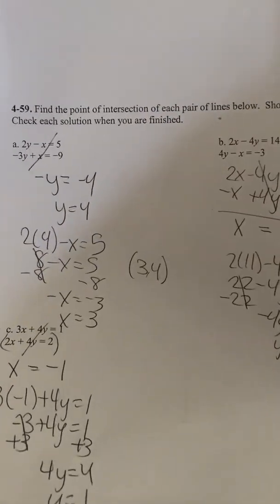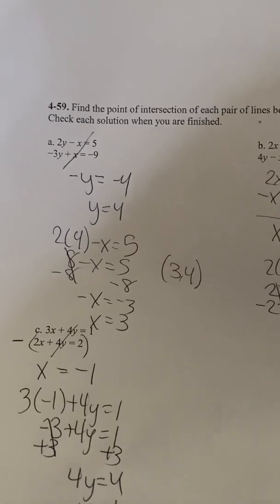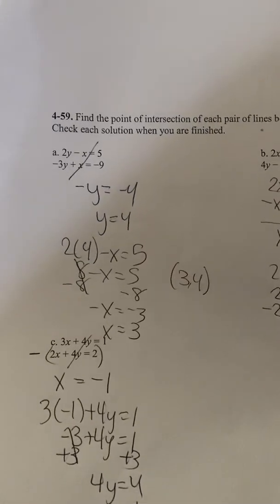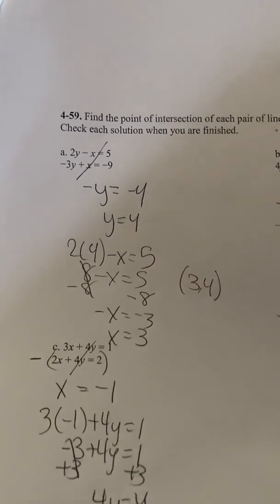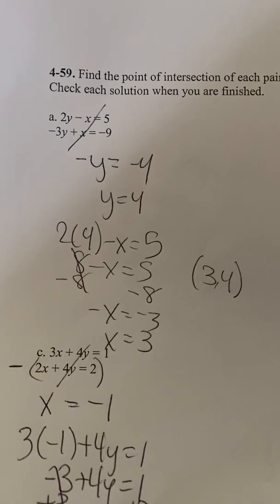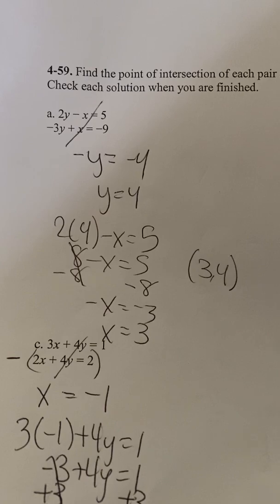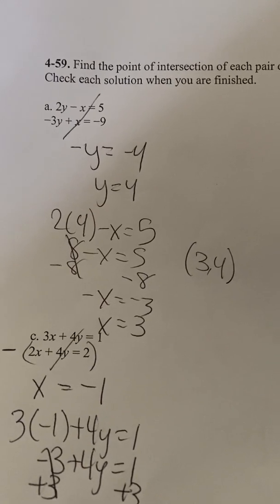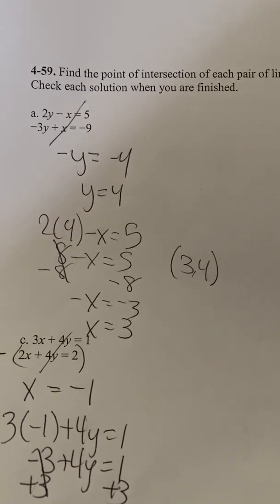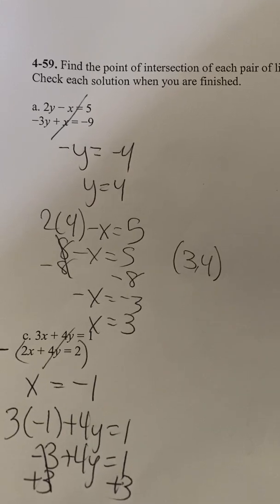Okay, let's try 3 more examples. Maybe you have tried them on your own, maybe you haven't yet. But here we go. So when you look at A, you're going to notice that there's a negative x and a positive x. That means when you add these two equations together, those are going to eliminate. And that is your goal, is you're trying to find a variable that you can eliminate.